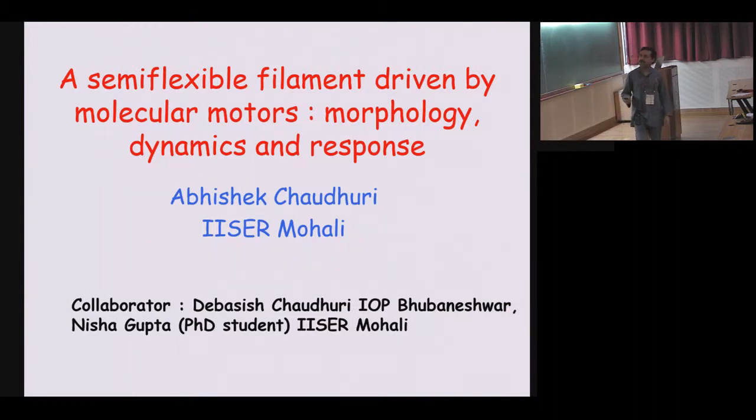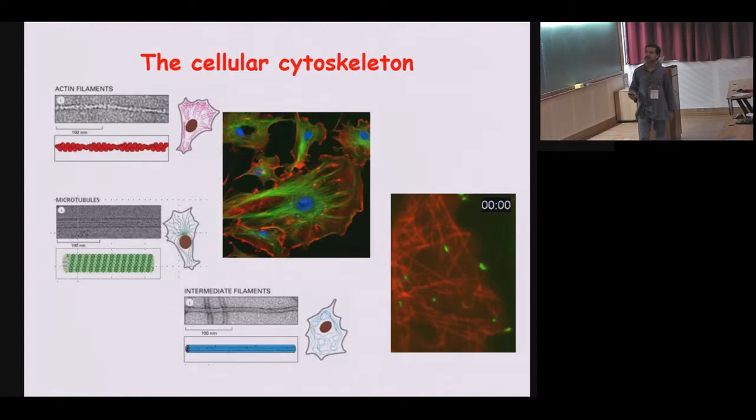Okay, so the work is on a semi-flexible filament driven by molecular motors. The motivation behind that talk is basically the cellular cytoskeleton, which we know is a very complex and dynamic network of semi-flexible filaments of varying bending rigidity. So we have actin filaments, microtubules, intermediate filaments. They differ in their persistence lengths, and in fact, the persistence length for this would be in the order of microns. This is millimeters, so you can imagine the difference in scales.